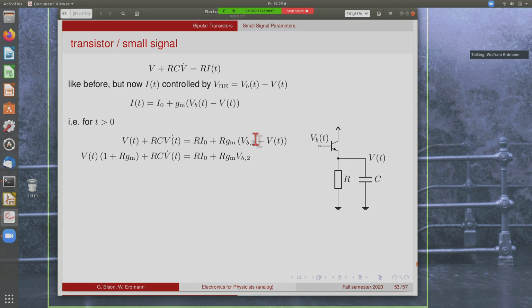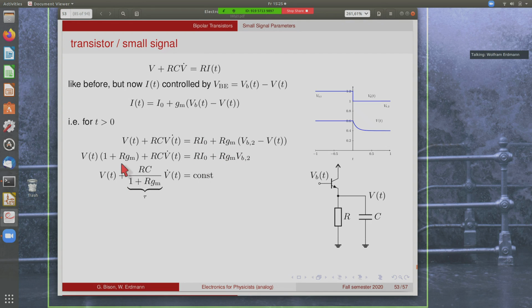Then we separate everything that depends on time and move it to the left-hand side. So now we have the voltage times this factor here. It's the 1 from this term and the R Gm from this term here. And we're left with these constant terms here. Dividing by 1 plus R Gm, this factor here, we get the same equation now: voltage plus this term multiplied by the derivative of the voltage is a constant. So now our time constant tau is equal to this expression and not RC. So we do get a different time constant for the transistor case.